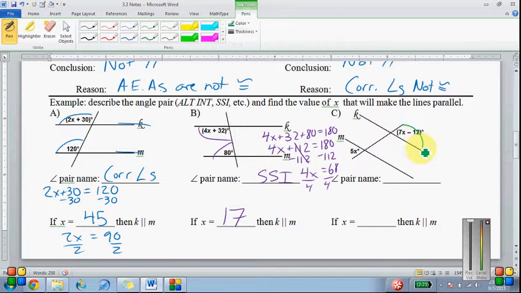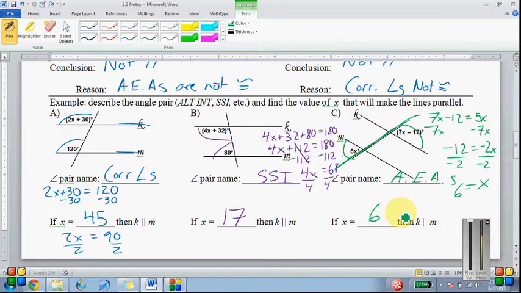Over here, we've got alternate exterior angles. They're on opposite sides of this transversal, and they are outside these two lines. So alternate exterior angles should be congruent. So again, I'm going to set these two things equal to each other. 7x minus 12 equals 5x. Get all the x's on one side by subtracting the 7x. 5x minus 7x is negative 2x. Divide by negative 2. Negative 12 divided by negative 2 is a positive 6 for x.